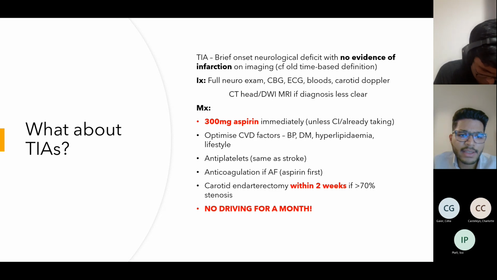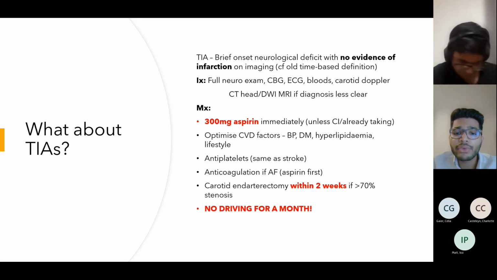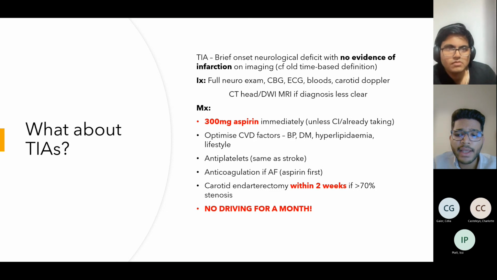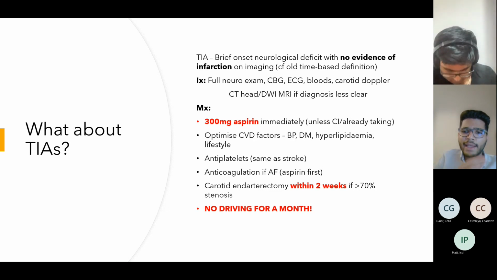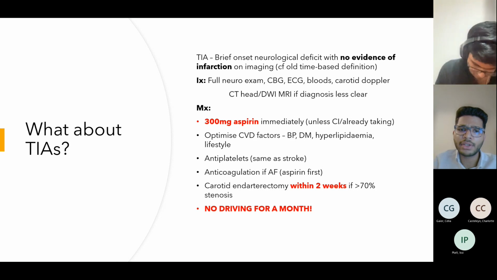Optimize their cardiovascular factors, including lifestyle changes, give them clopidogrel lifelong, anticoagulate them if they've got AF, and refer them for a carotid endarterectomy within 2 weeks if they have over 70% carotid stenosis, and stop them driving for a month, because 1 in 12 people who have a TIA will end up having a stroke. And also some people can have TIAs that get worse and worse and worse, and those are called crescendo TIAs, and that signals to you they're going to have a stroke very soon, so make sure that you manage them.